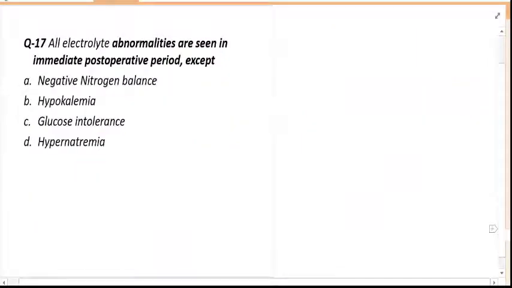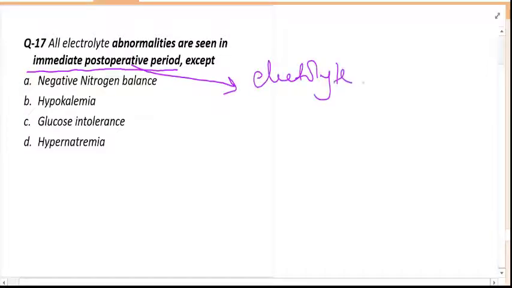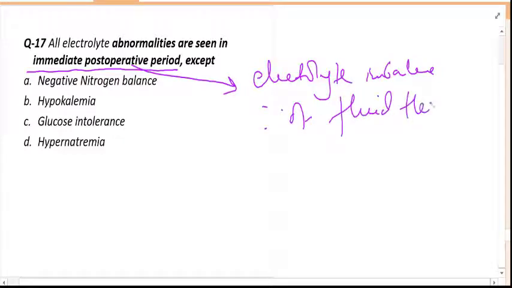Coming to next, all electrolyte abnormalities are seen in immediate post-op period except. See, there are electrolyte abnormalities can be seen in the immediate post-op period. Electrolyte imbalance occurs because of fluid therapy. Mainly because of fluid therapy, because in the immediate post-op period, this is a stress, surgery is like a stress to the body. So there will be negative nitrogen balance.